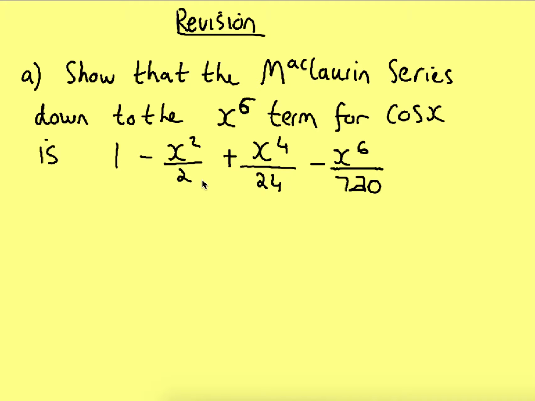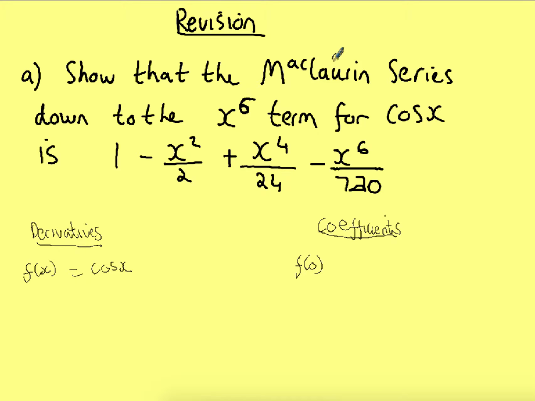Right, so let's start with this. So it's a Maclaurin series. So we put our two headings, and our two headings are, we've got our derivatives, and over here we've got our coefficients. Okay, so start with f of x is cos x. So f of 0, because Maclaurin means x equals 0, equals cos 0, which is 1.